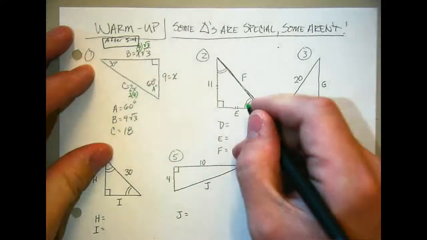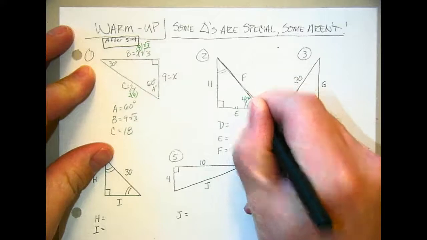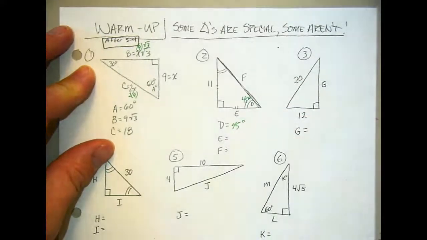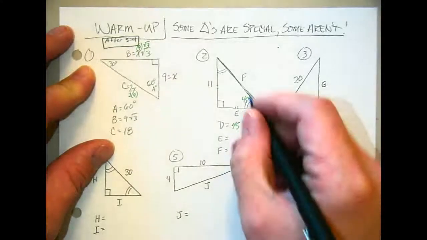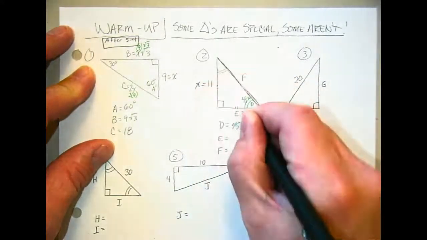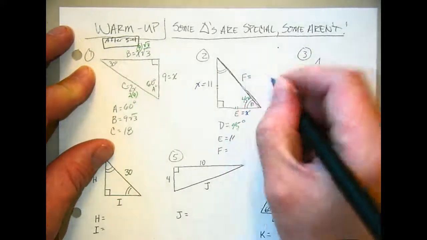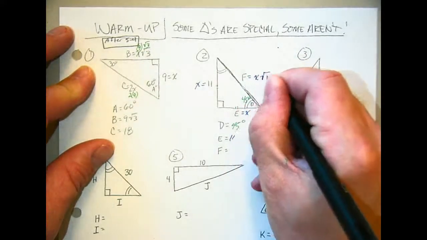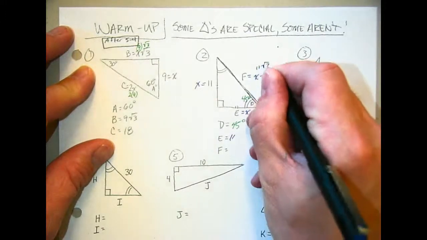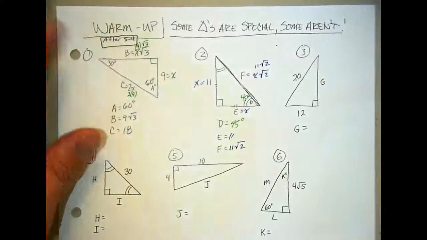Here we go. D is, since this is congruent to that because of markings, this is 45. If that's 45 and a 45, 45, 90, E and this are both equal to x. They're the same value, so that is 11. And this is x root 2, so if x equals 11, that is 11 root 2. How many got 11 root 2? Well done.